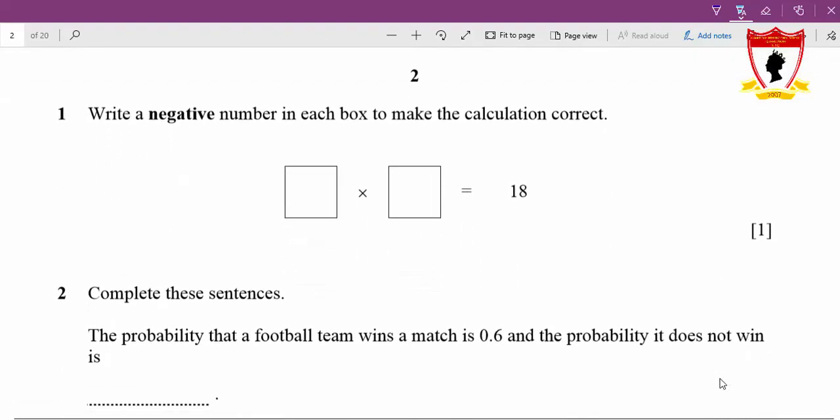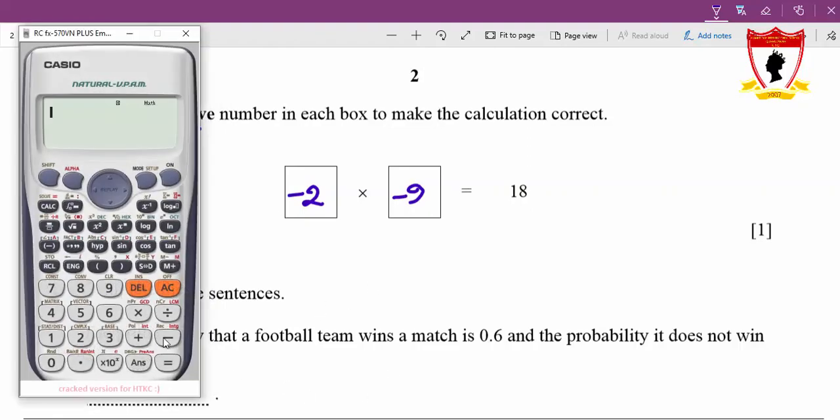Question 1. Write a negative number in each box to make the calculation correct. Then to do this, we need two numbers that when you multiply them, they equal 18, like 2 and 9. Since the question says write a negative number in each box, so negative 2, negative 9. And when we multiply them, we get a positive number. Whenever you're stuck in questions like this, calculator is allowed, check your answer. Negative 2 times negative 9. This is 18. Done.